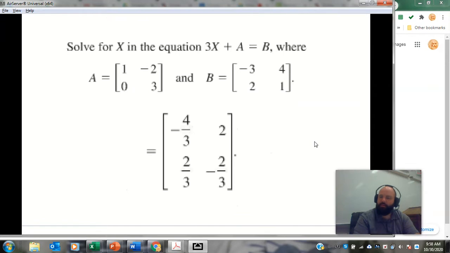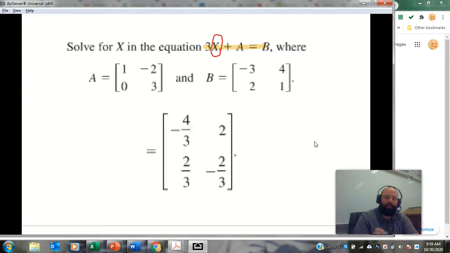Now, this is a little bit harder. This is called a matrix equation. And what they do is they give us this equation right here, this 3X plus A equals B, and they want us to solve specifically for this variable. Now, the one thing I want you to note there, and I had mentioned in previous class sessions, and especially with WebAssign, you have to be careful that your iPad doesn't capitalize letters whenever you're typing them into WebAssign, because WebAssign will mark them wrong.